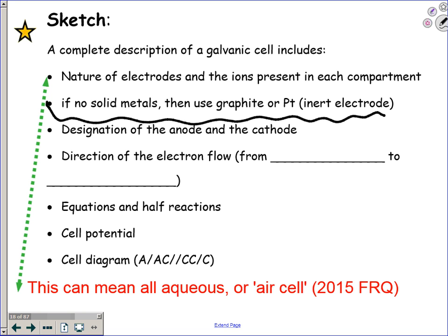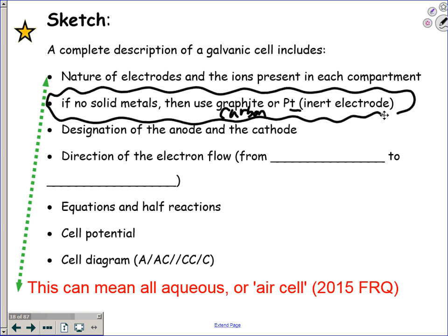If you don't have solid metals, you need to use either graphite, which you could just put a C, meaning carbon, or Pt for platinum, because those would be two inert species that would not be included in the redox process, but they are conductors, therefore they grab the electrons and help them get transported over to the other side through the external wire. So they basically help with transport because they're conductors.